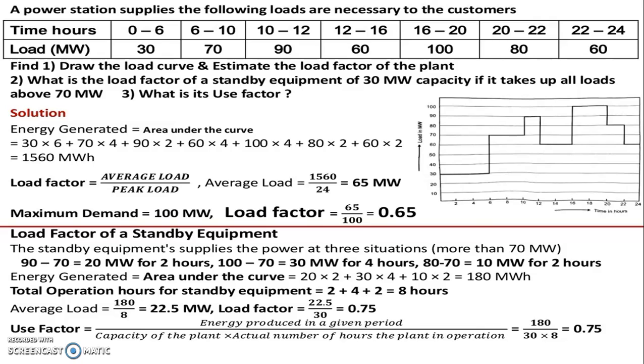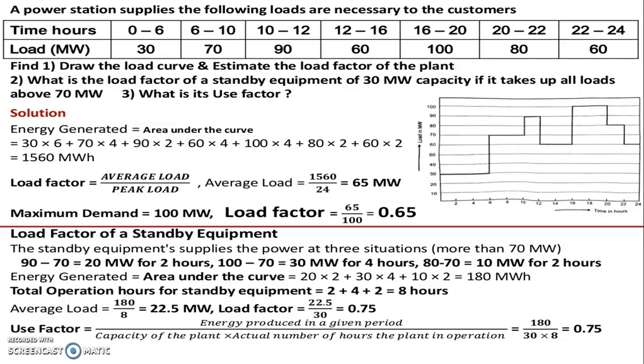For an example, here they have given one problem. A power station supplies the following loads to the customers. So, time in hours they have calculated for a day. So, for 24 hours it will be started from 0 to 6, 6 to 10, 10 to 12, 12 to 16, 16 to 20, 20 to 22, and finally 22 to 24. So, corresponding load in megawatt they have given.